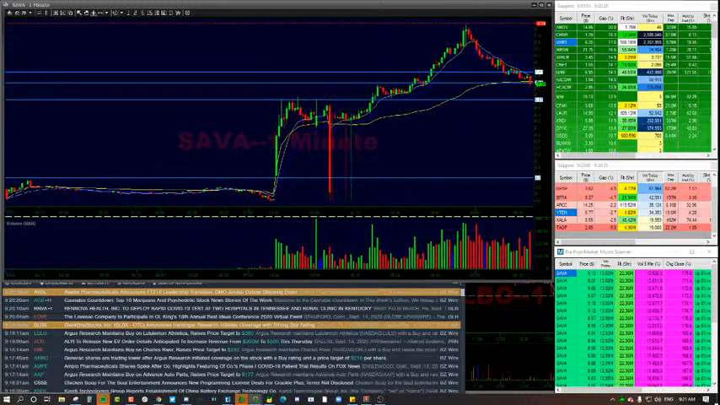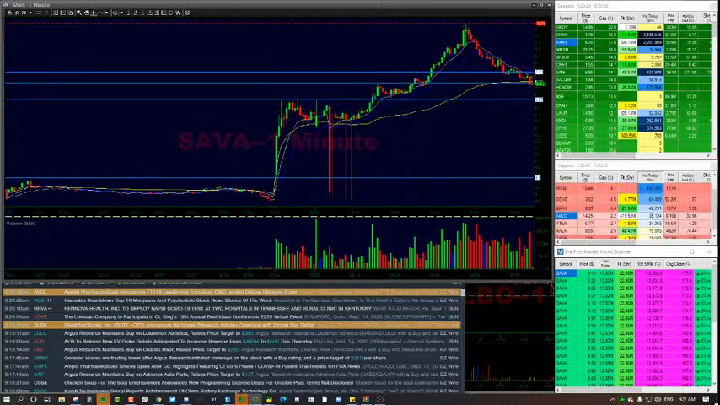I'm not sure if I should start peeling off here. I'll hold a bit longer. I'm not sure how this is going to react to market open. What's your max size? Max size is 1,000, and I'm already in 500 shares.